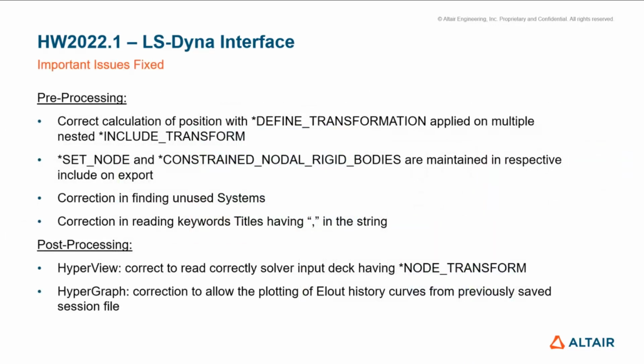And just for the sake of your information, those are, let's say, the couple of important issues that we have fixed in this release. I will not go through all of these points, but just mention maybe the first one, which is, in my opinion, maybe the most important one, where we have now corrected the calculation of the position when you have transformation applied on multiple include transforms, nested include transforms. So, for example, when you have maybe two or three include transforms included in each other, this is now correctly calculated and supported.